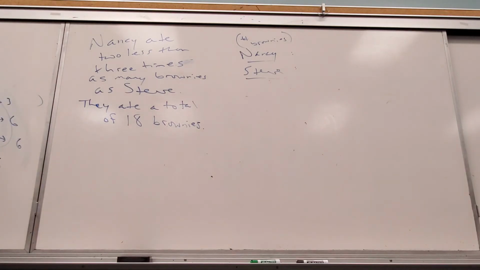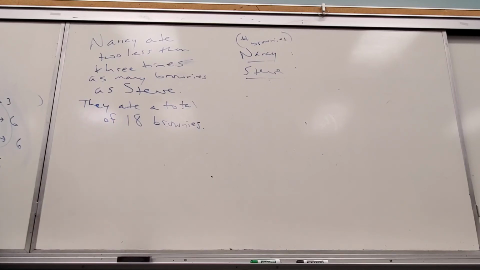Can you guys see which one is going to be just X? It could be just B. It doesn't matter what letter you use. X is just the traditional one. Let's use B, just to be different. Why is Steve going to be just B? You haven't told me how many Nancy or Steve ate. So why should Steve be the one that's just B?